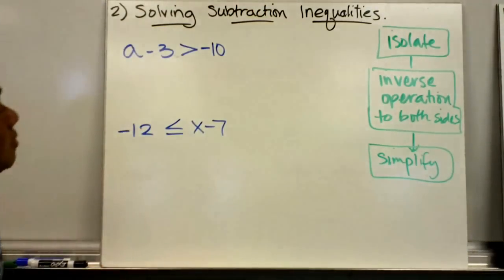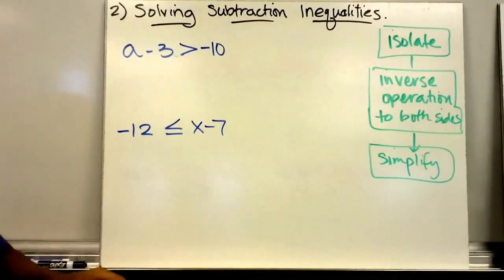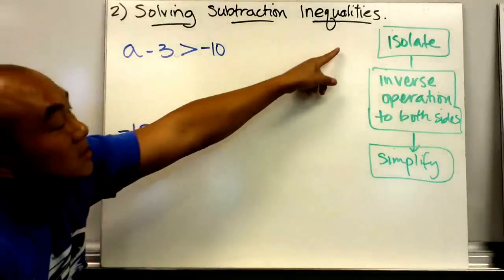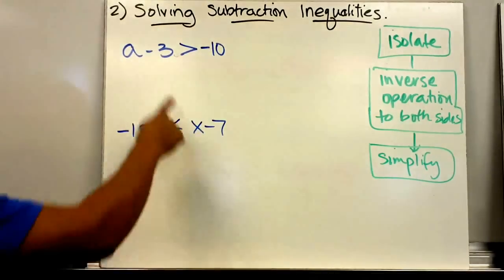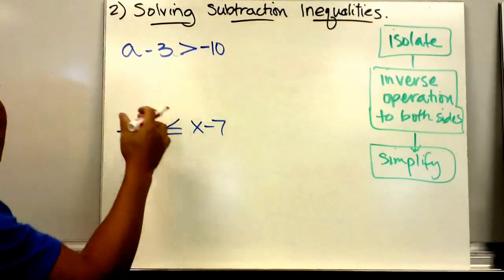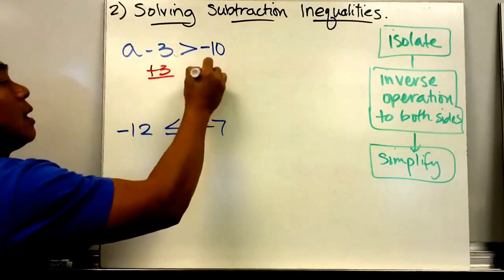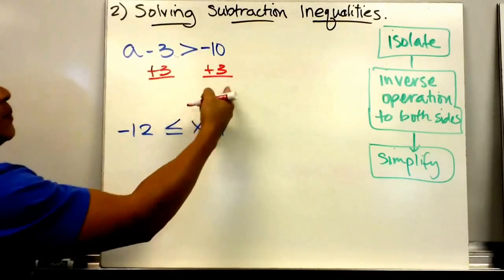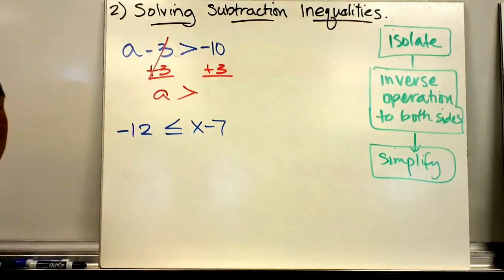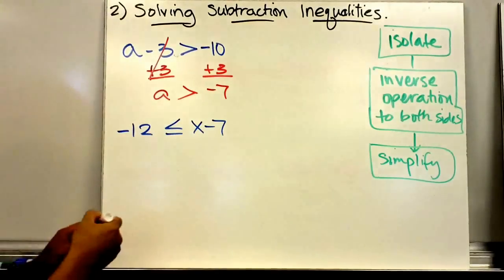Okay, here we have solving subtraction inequalities, and we're going to do the same thing. We look for the variable, which is a right here. We isolate it by using the inverse operation to the constant, which is minus 3. The inverse operation means you're going to add 3 to both sides. That goes away. We have a is greater than, and negative 10 plus 3 gives me negative 7.